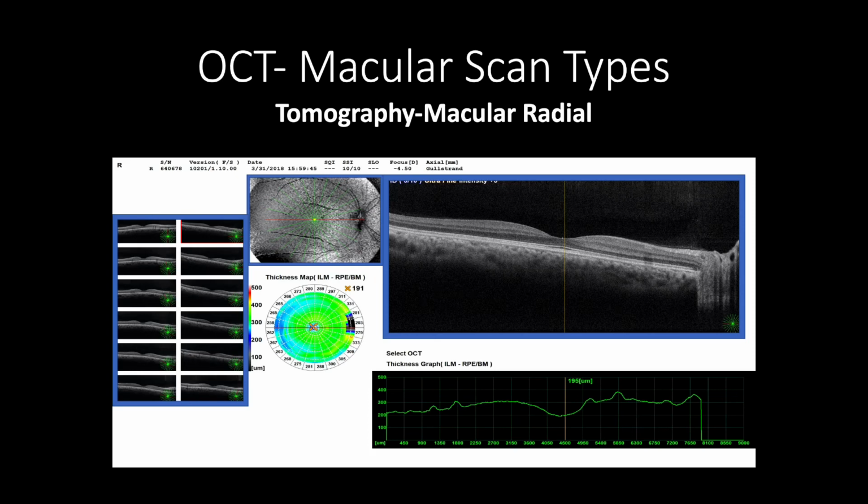Some OCT machines produce a radial thickness map from ILM to RPE Bruch's membrane complex. This map can be helpful to follow up patients with macular edema. The graphs serve the same function as mentioned earlier.